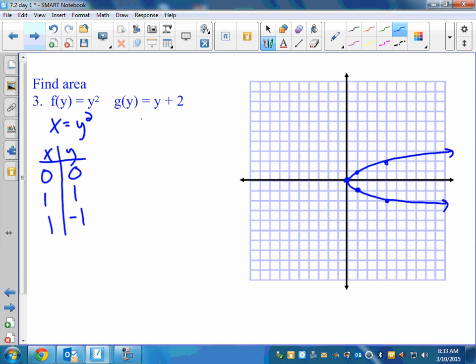And then what about this? X equals y plus 2. How do you graph that? Well, you have 2 options. One option is we could just make an xy chart, pick y's, plug in the x's. It's going to be a straight line.